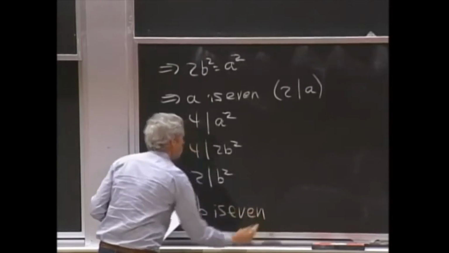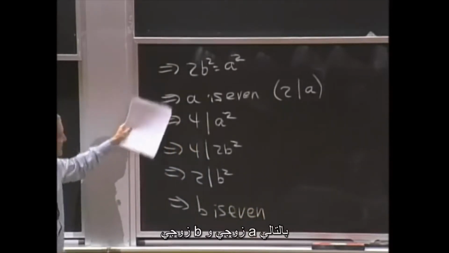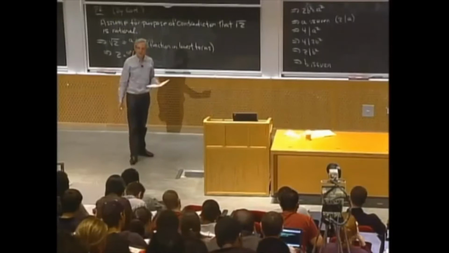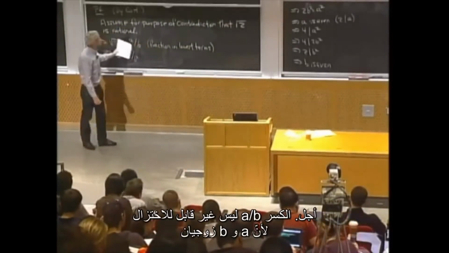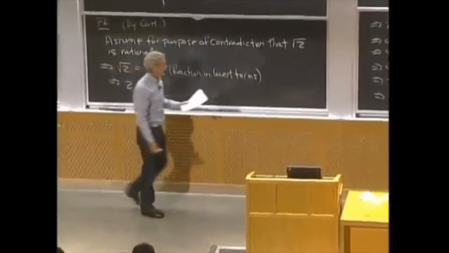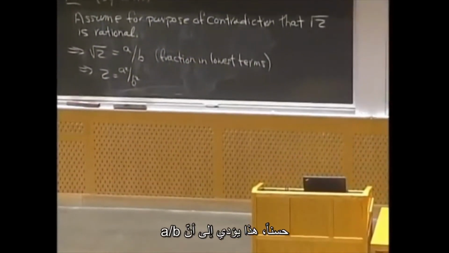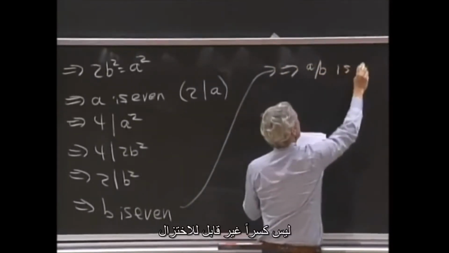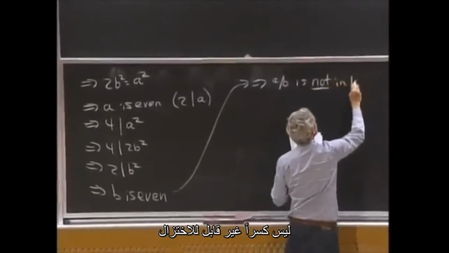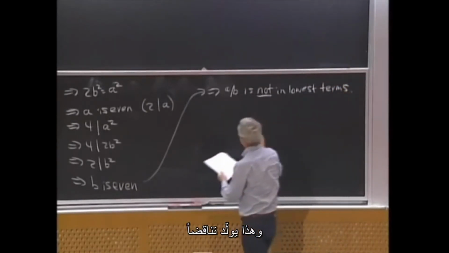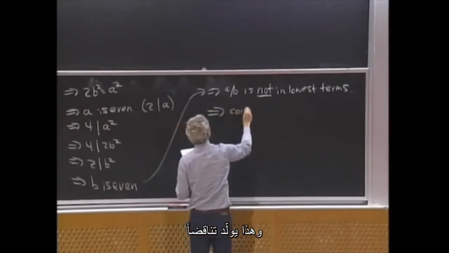Good. Well, I've got a is even and b is even. Have I got a contradiction here somewhere? Yeah, a over b was not a fraction in lowest terms because both a and b are even. All right, so that implies a over b is not in lowest terms. And that gives a contradiction.